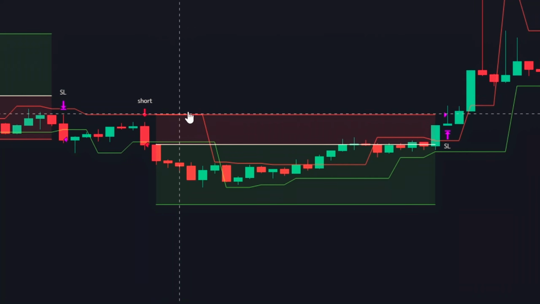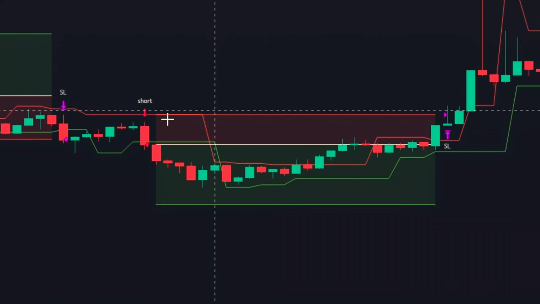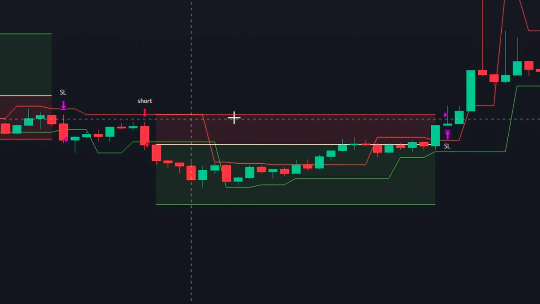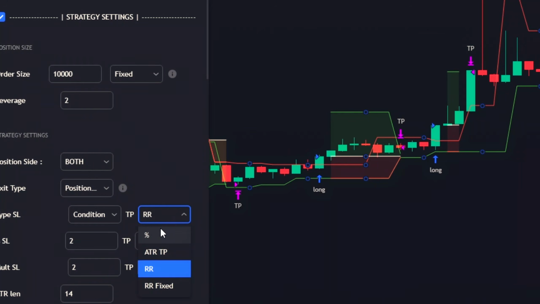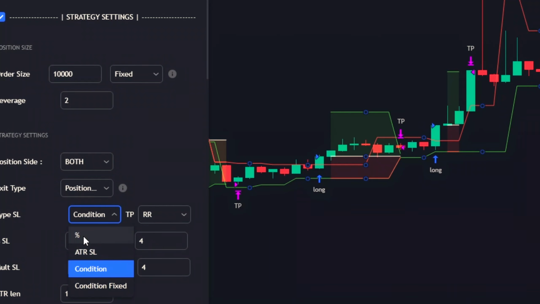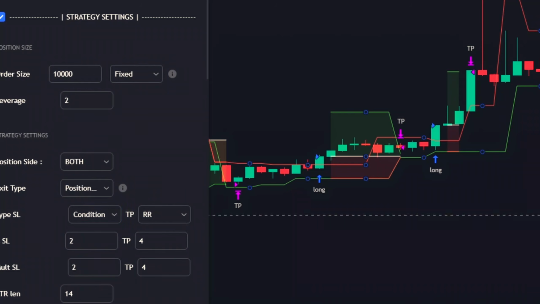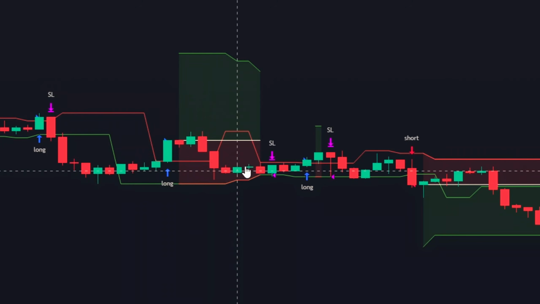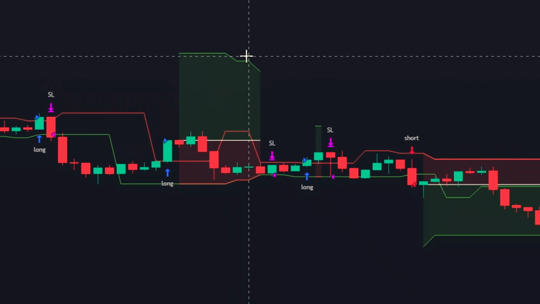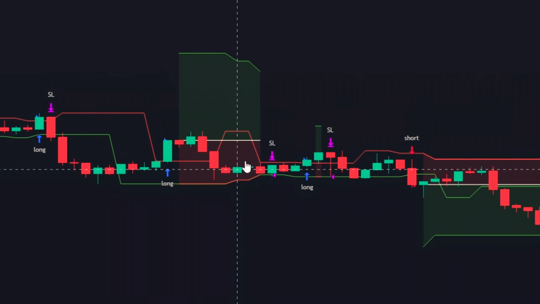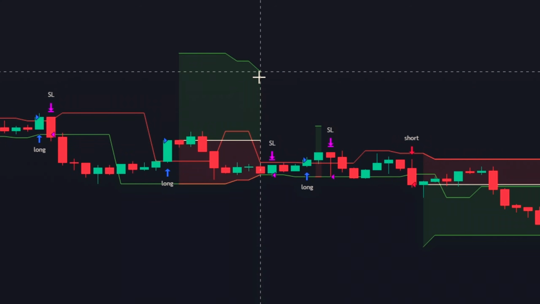In fact, as you can see here, the upper band is updating, but the stop loss remains at a fixed level. Whereas for a take profit, you can set percentage, ATR take profit, risk reward, or risk reward fixed. So risk reward will always follow this take profit condition. In fact, as you can see here, we have a dynamic stop loss and a dynamic take profit. So as the stop loss gets higher, the take profit gets lower.